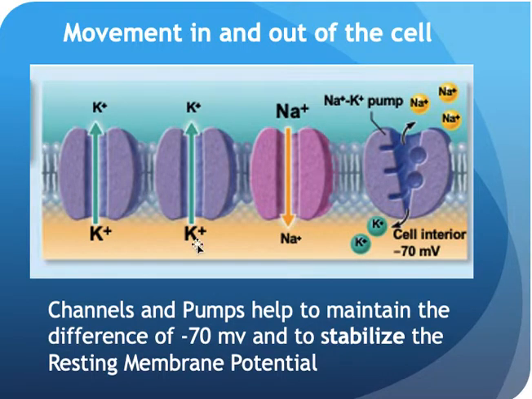So I have my little channels here, and then I have my sodium-potassium pump, and all they're trying to do for me is keep those concentrations different: more negative on the inside, more positive on the outside. So channels and pumps help to maintain the difference of negative 70 millivolts, and they're going to help me stabilize that resting membrane potential, or keep it at that negative 70 millivolts.